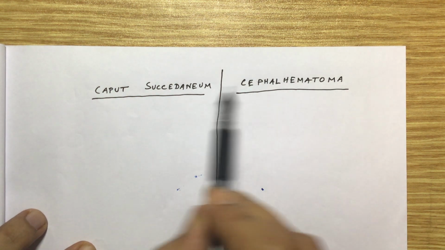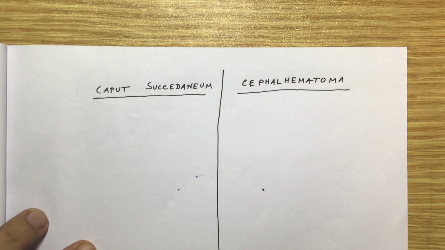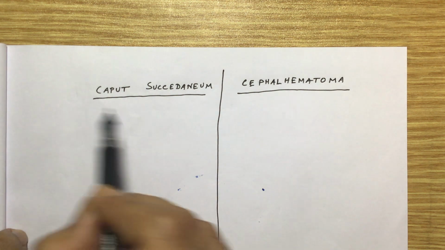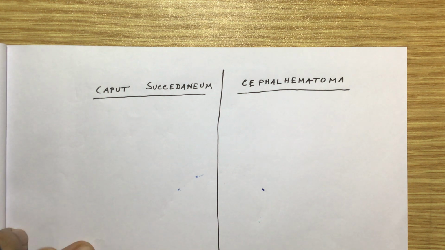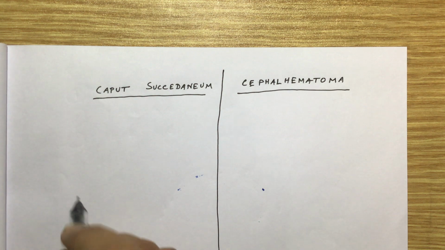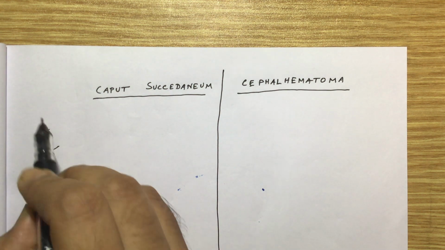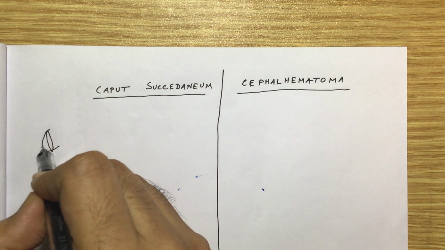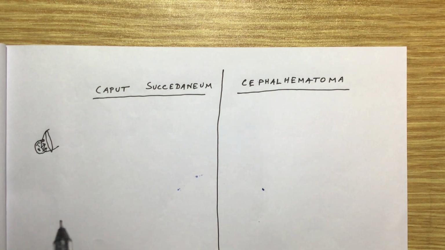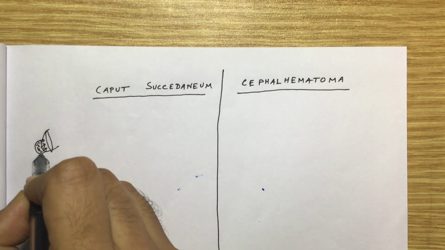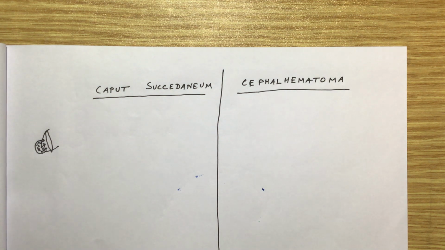Now there is another thing we can describe: two important things, caput succedaneum and cephalhematoma. These we usually encounter after the birth of a baby, when we can see a swelling over the scalp, and the commonest one is the caput succedaneum. It occurs due to interference in the venous drainage of the scalp. Suppose the head is coming down like this, and the birth canal is compressing over there, preventing the venous drainage. As a result, this part of the scalp, mainly the second layer, becomes edematous.